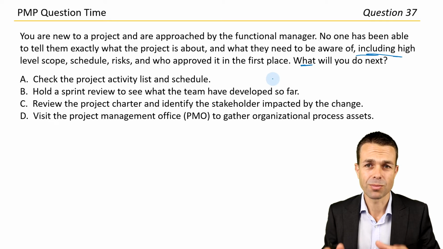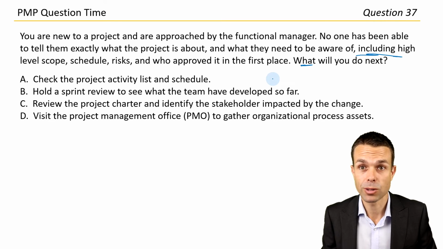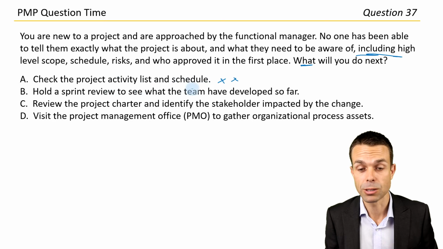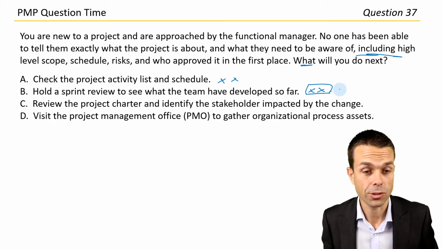So it's really just a, and that's what kickstarts our project. And yeah, it's a really good place to start. So check the project activity list and schedule. That's not going to have risks in it, so no. Hold a sprint review to see what the team have developed so far. It doesn't have approvers or anything like that. And that's just for a tiny little increment, and it's not for the whole project, so no.